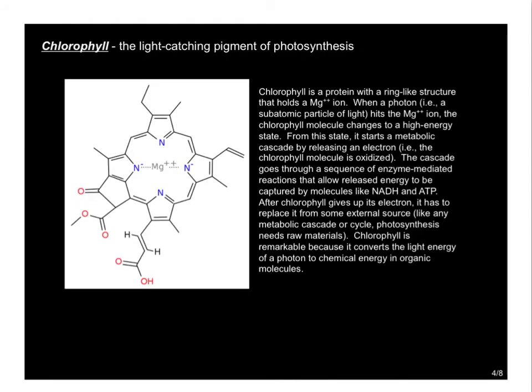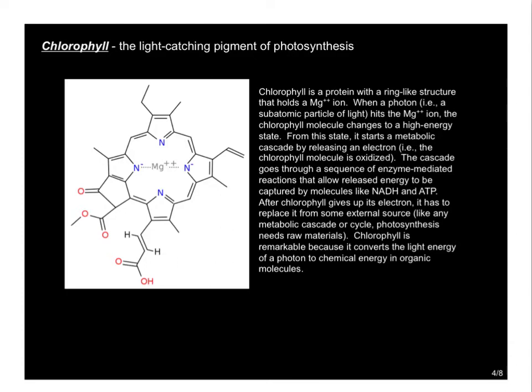And the molecule that allows them to do this is chlorophyll. Chlorophyll is a complex protein that includes a ring-like structure that contains a magnesium ion. The energy in light is carried in subatomic particles called photons. The amount of energy contained in any particular photon actually corresponds to the color of light that we see.